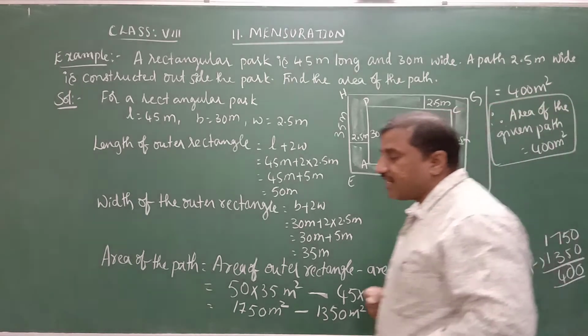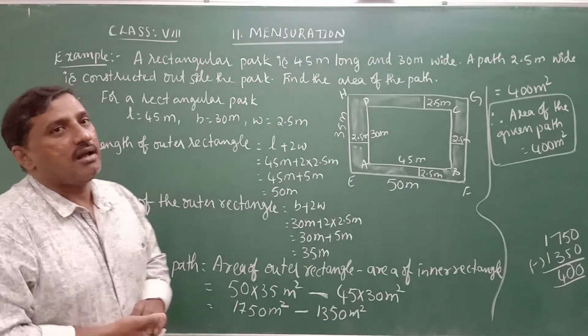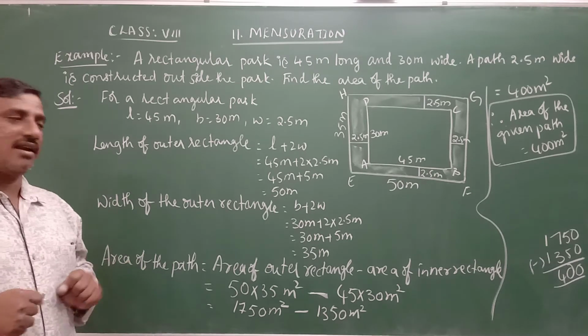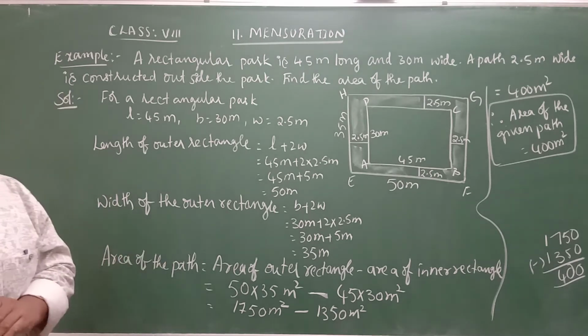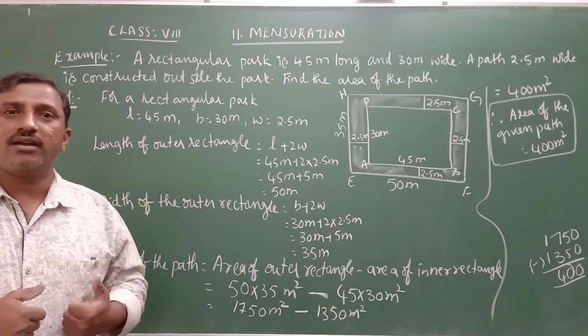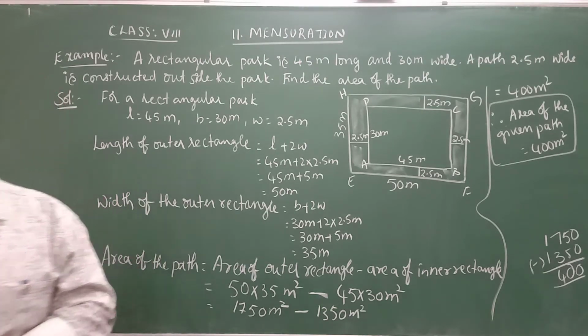Like this, we will find the area of the rectangular path by finding the area of the outer rectangle and the area of the inner rectangle. Is it clear, children? Yes. Now we will go for one problem for circular paths.